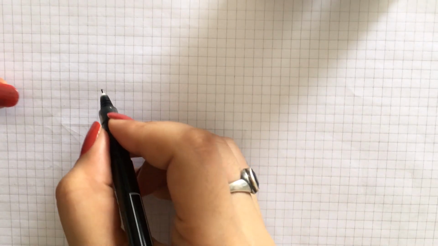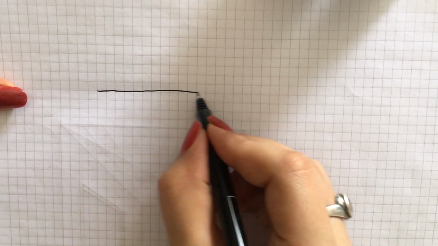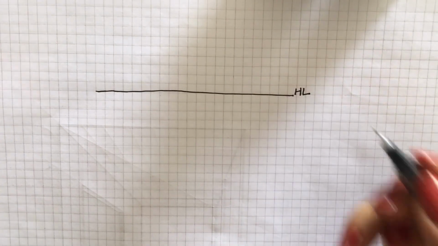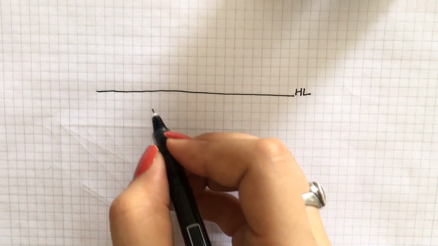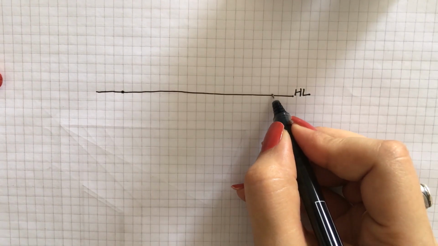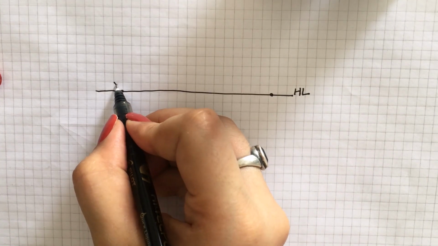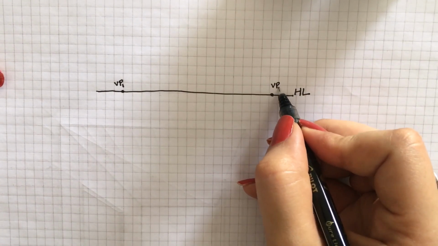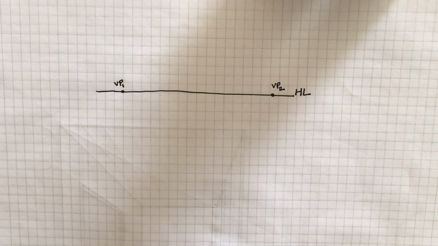Our first step will be to draw a line. We call it HL. Now the second step will be we need to mark two vanishing points. It's called VP1, VP2. This is our second step.